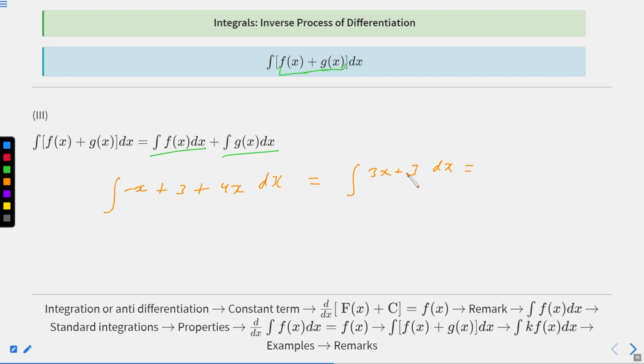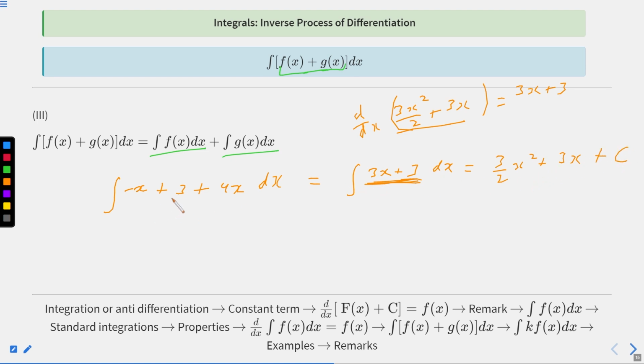Now your answer will be what? After what differentiation will you get this? What differentiation must you do? 3x square by 2 plus 3x. If you differentiate this with respect to x, you will get 3x plus 3. So your answer will be 3 by 2 x square plus 3x, plus some constant. Always add plus some constant.